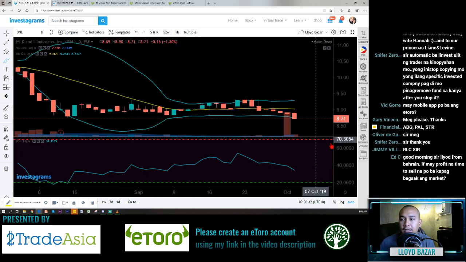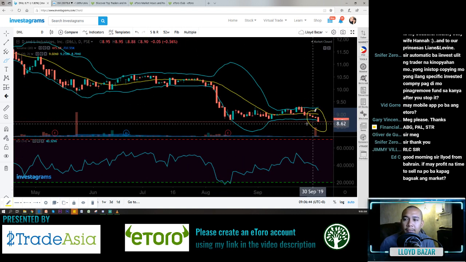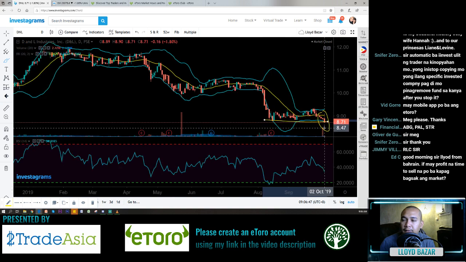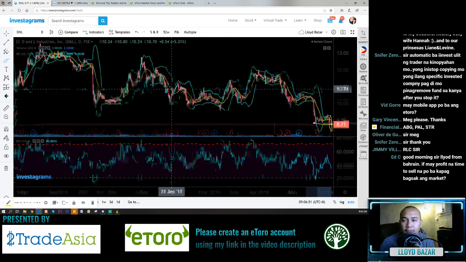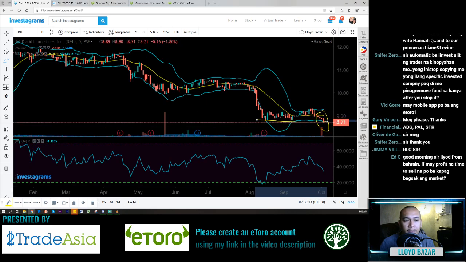DNL, si DNL medyo nagtatouch pa sa bottom. So, accumulation strategy natin dyan. If it goes further down, just keep buying more. Napakamura na po ni DNL right now. And for a very good company, this is a very good opportunity.